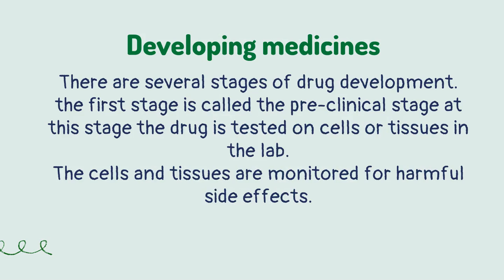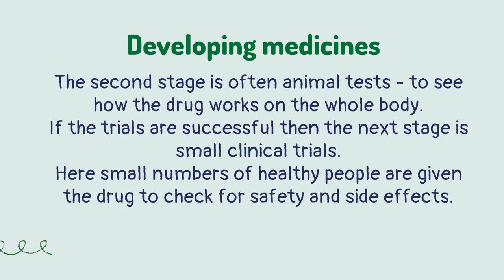There are several stages of drug development. The first stage is called the preclinical stage. At this stage, the drug is tested on cells or tissues in the lab. The cells and tissues are monitored for harmful side effects. The second stage is often animal tests, to see how the drug works on the whole body.